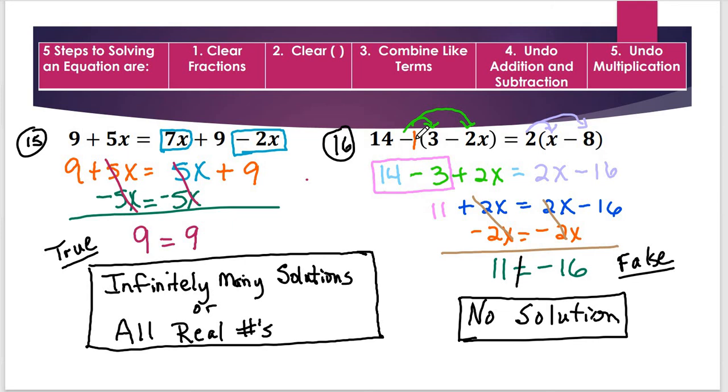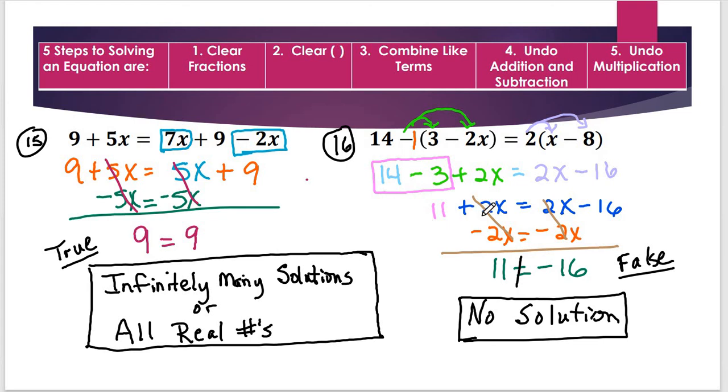Now, number 16, you see that there's a minus in front of parentheses, but not a number. So it's understood to be a 1. So we're going to multiply all the way through by negative 1. And this is what we come up with right here. Now, I brought everything down on this side. Multiply all the way through right here. Now we're going to combine like terms, and remember, always start from left to right. 14 minus 3 will give you 11. Bring everything else down. Start all over again.